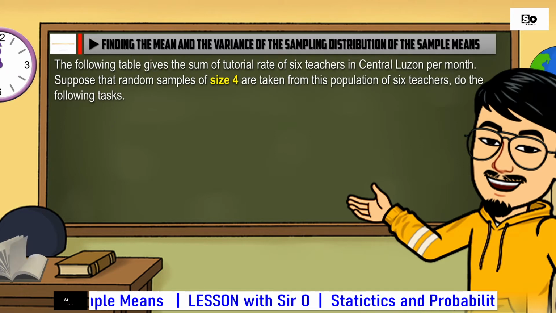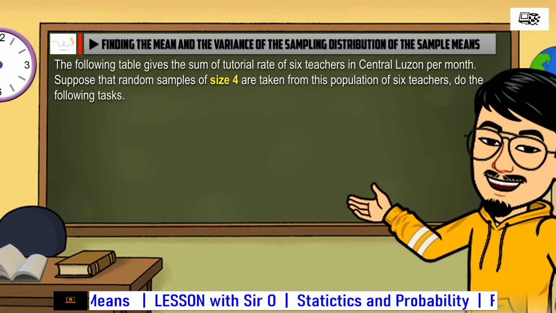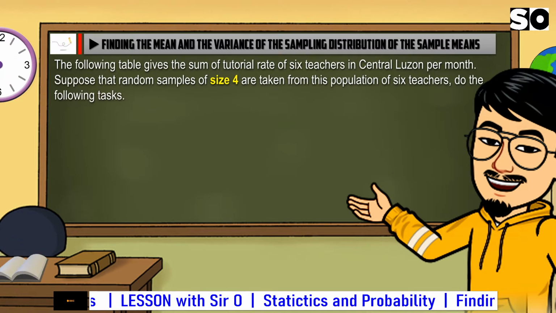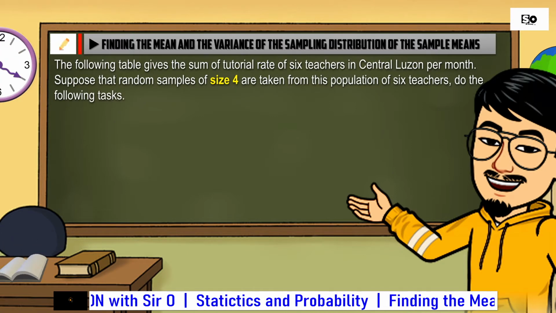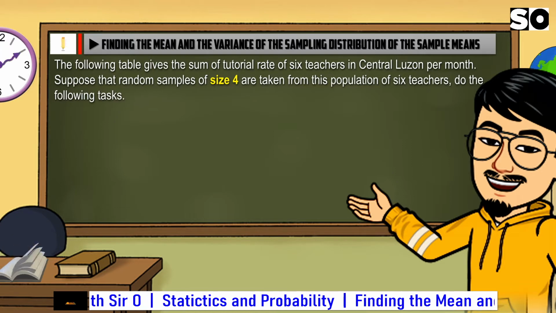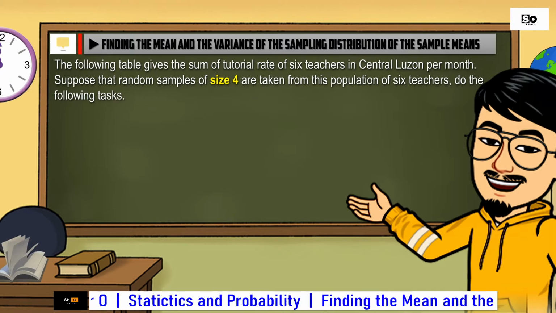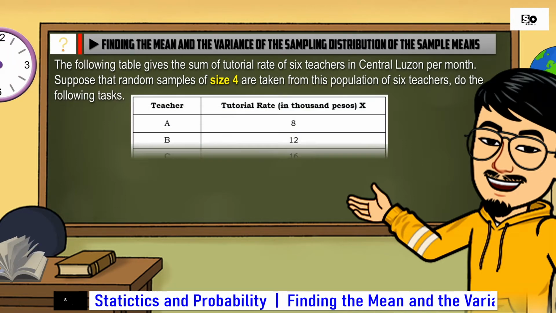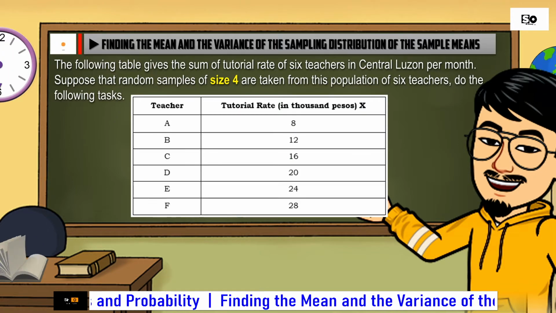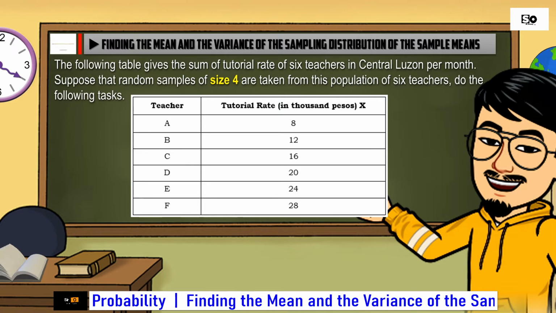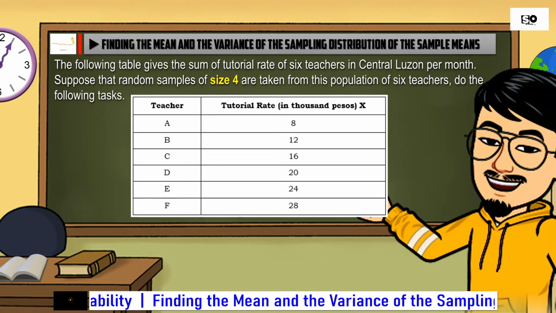The following table gives the sum of tutorial rate of 6 teachers in Central Luzon per month. Suppose that random samples of size 4 are taken from this population of 6 teachers. Do the following tasks. Here is the table, which gives the sum of the tutorial rate of 6 teachers in Central Luzon.